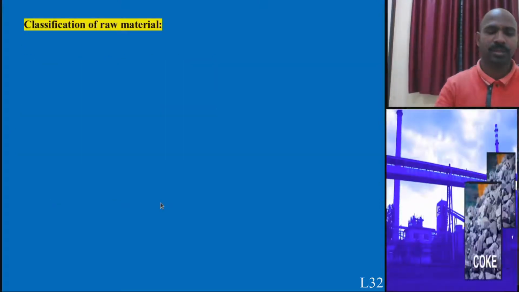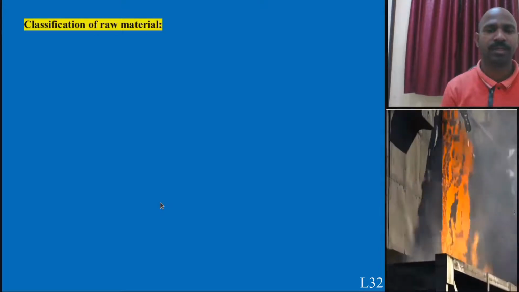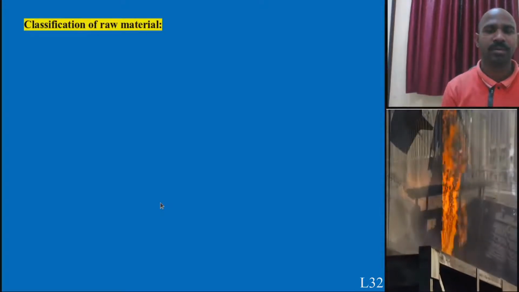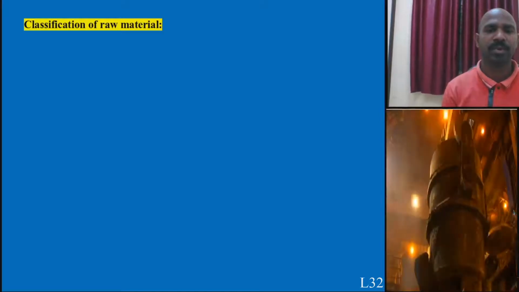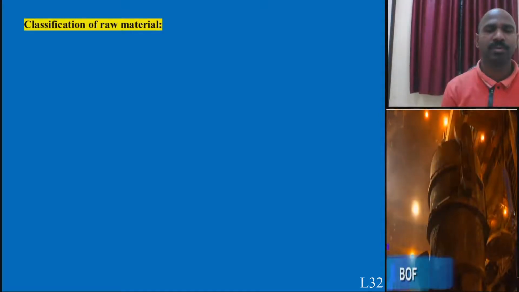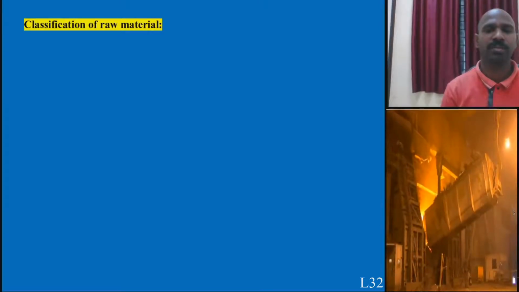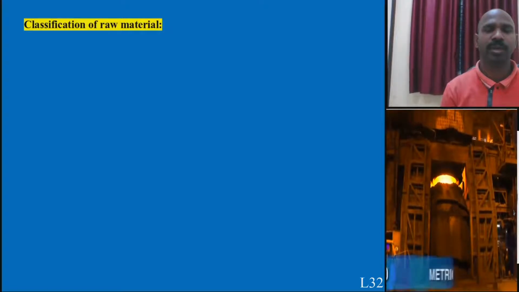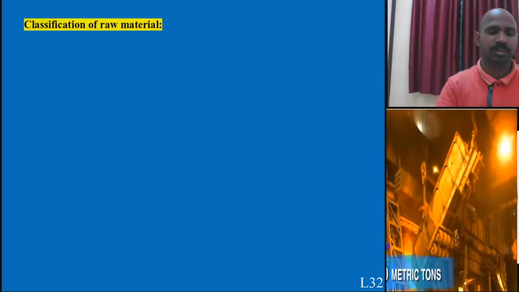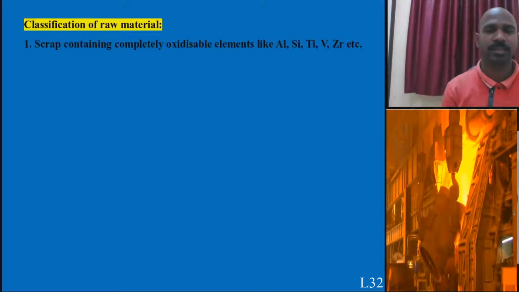It is important to know about the classification of raw materials used in the electric arc furnace, because it can produce a variety of steels. When you compare with the LD converter, where to the maximum extent you can produce alloy steel or plain carbon steel, this electric arc furnace is quite in practice for producing a variety of steels.